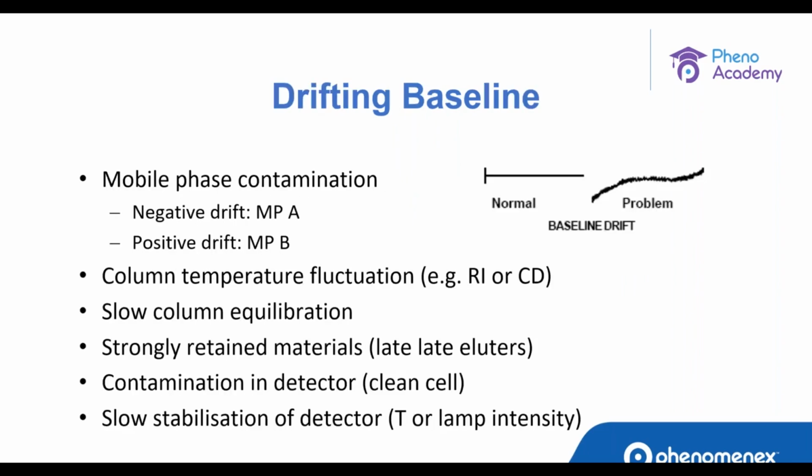Drift baseline. If we see a drifting baseline, mobile phase contamination is the major issue. Negative drift: mobile phase A, weak solvent. Positive drift: maybe mobile phase B, strong solvent. Other causes are column temperature, slow column equilibration, strongly retained materials, contamination in the detector, and slow stabilization of the detector as well.